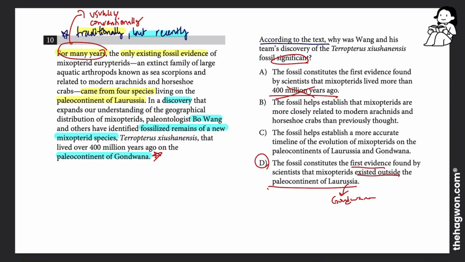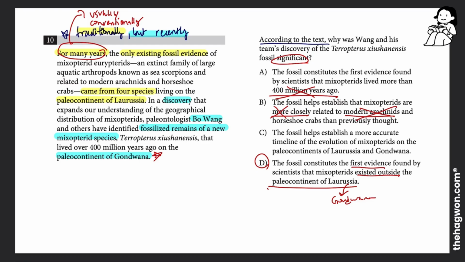400 million years ago. Answer choice B says that the fossil helps establish that mixopterids are more closely related to modern arachnids. First of all, we're not talking about modern arachnids, and we're not talking about if they're more or less related to certain species. So for that reason, B is incorrect.